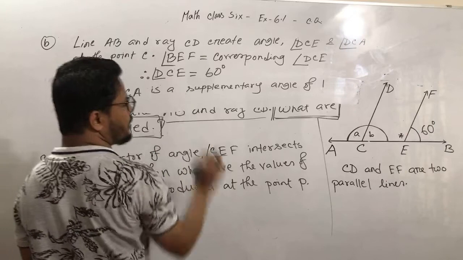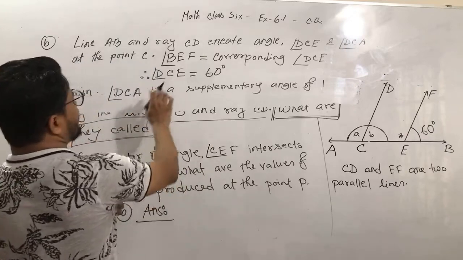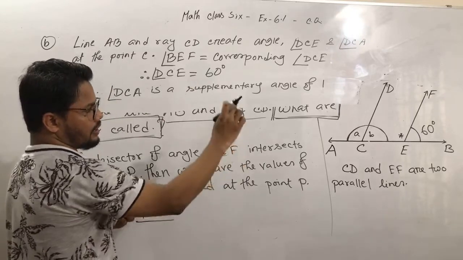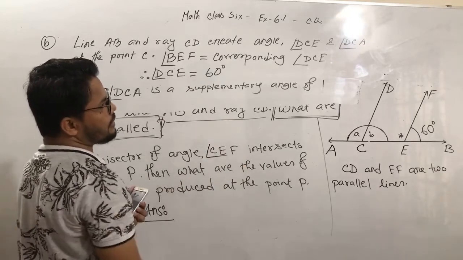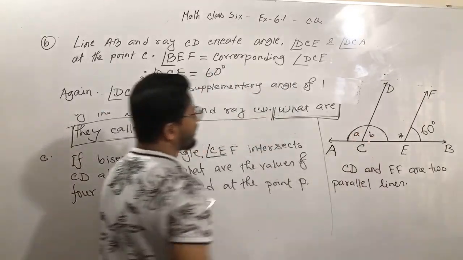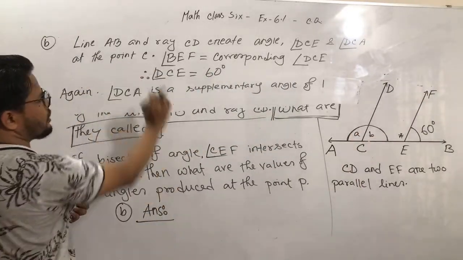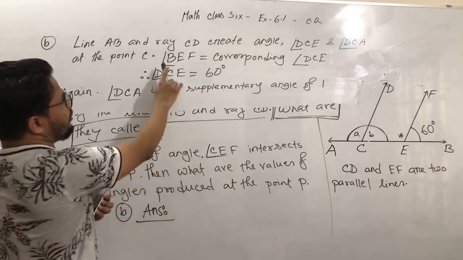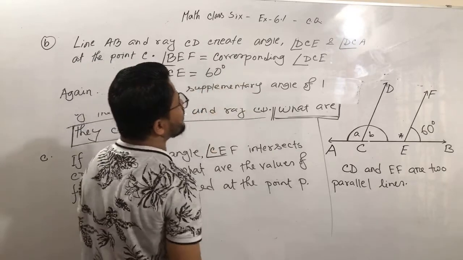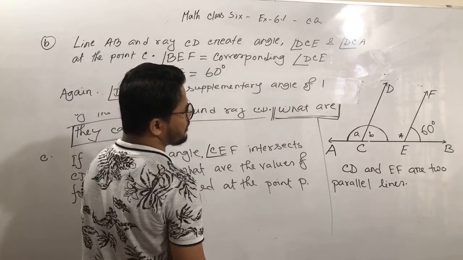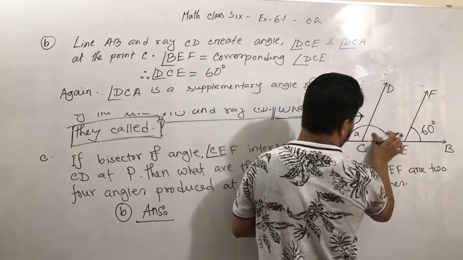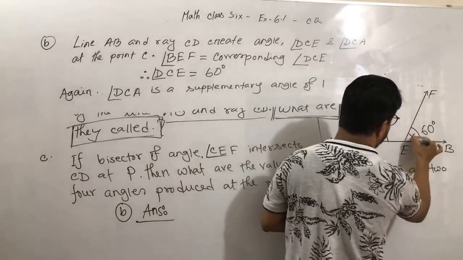Okay, DCE angle. Now again, attention, the line AB and CD create angle DCE and angle DCA. These are two angles, angle B and angle A at the point C. So now BEF is the corresponding angle of DCE. These are two angles and they are the corresponding angles of each other.